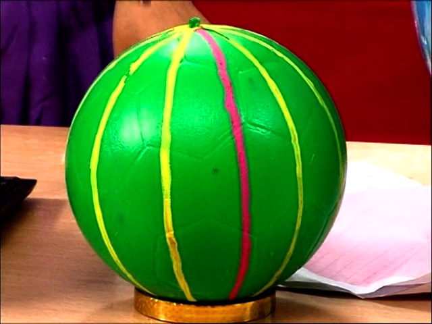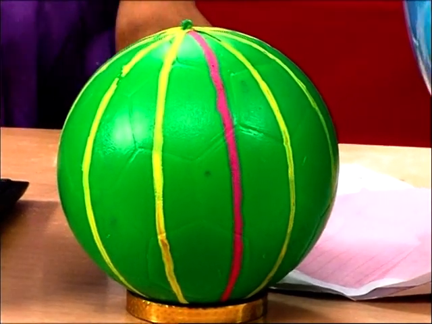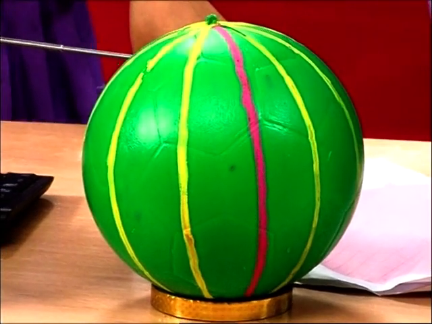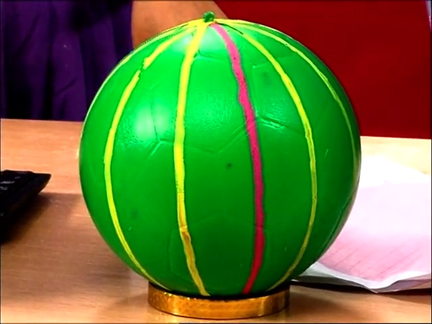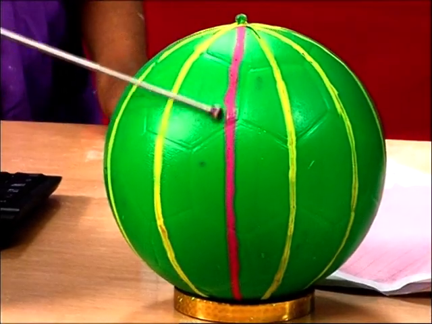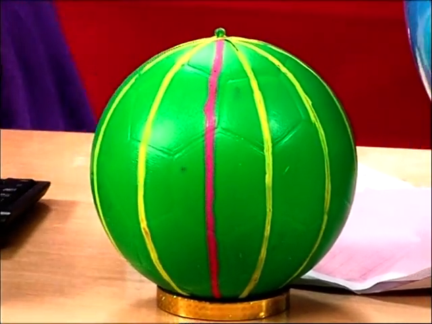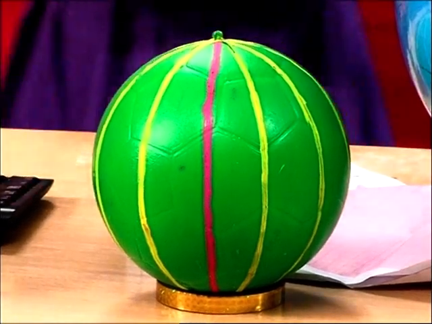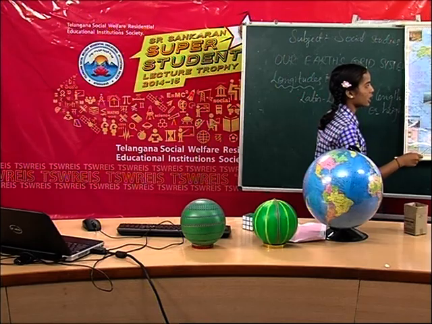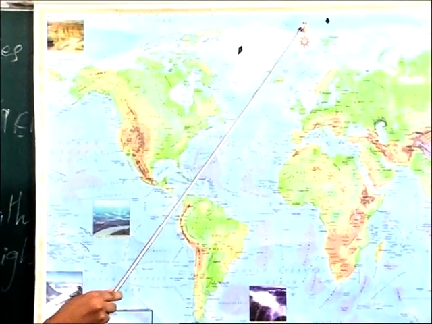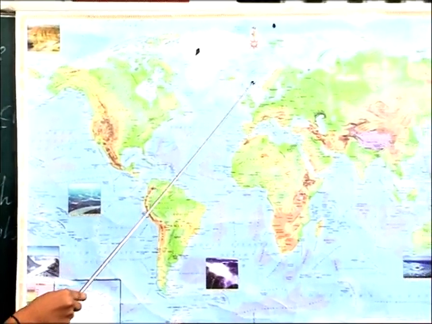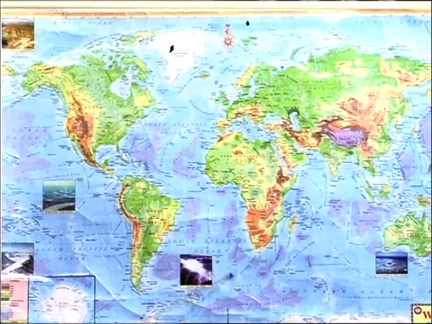And friends, just as there is a 0 degree latitude, the starting latitude, the equator, similarly on these longitudes also there is a starting longitude, 0 degree longitude. Friends, here it is, the 0 degree longitude. Friends, all of you look at the map. This is the 0 degree longitude which passes through London in England.